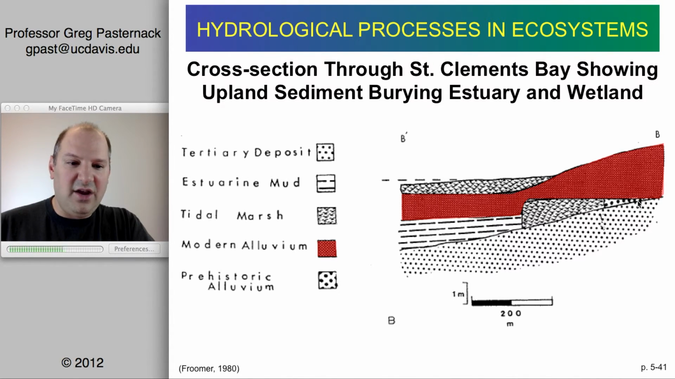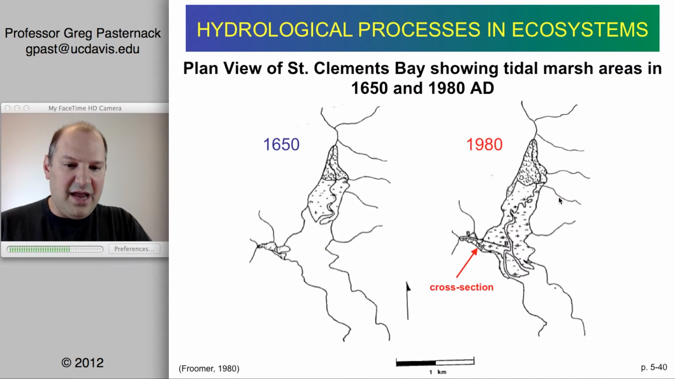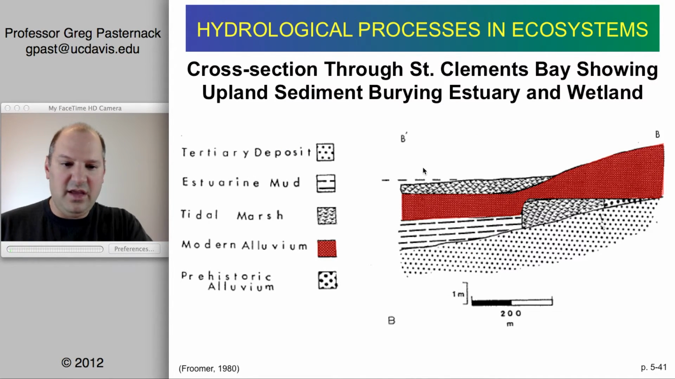We can see that that's the tertiary deposit. The prehistoric alluvium is this small zone here on the top, and then out in front of that was a tidal marsh. So there was a tidal marsh present where you can see the small marsh present there in 1650. Then you can see out in front of that was estuarine mud.